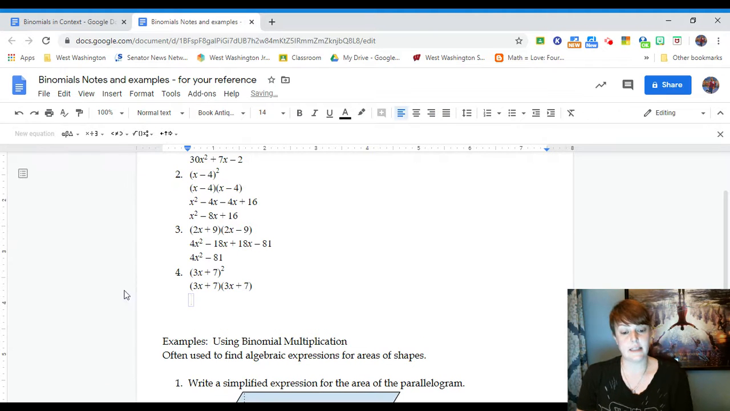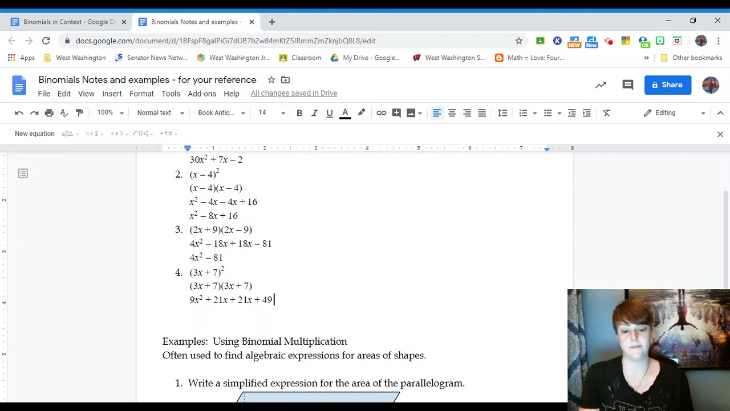And so then we are going to see 3x times 3x is 9x squared. That first term is always going to be squared unless these are already squared. But anyway, when you've just got the single variable, it's going to be a squared term there. And then 3x times 7 is going to be plus 21x. 7 times 3x is plus 21x. And then 7 times 7 is positive 49.